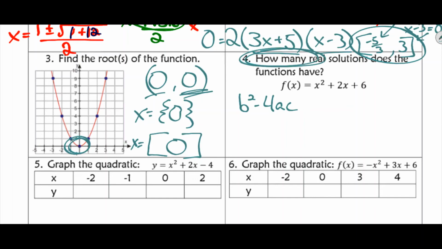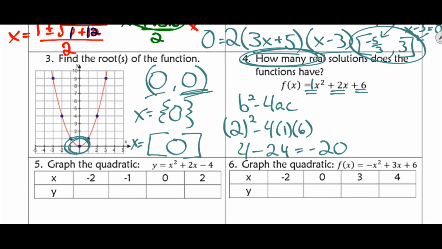So we're going to plug in B, A, and C. And we get 4 minus 24, which would give us a negative 20. And remember, in the quadratic formula, you're really trying to take the square root of that number. So this, the square root of a negative 20, that is not our answer. That's not an answer in any way. It's just telling us that we have no real solutions because it's a negative number.